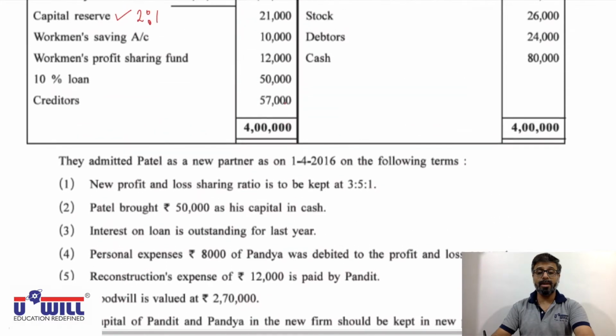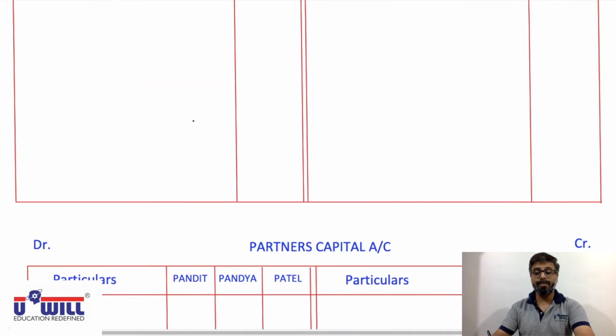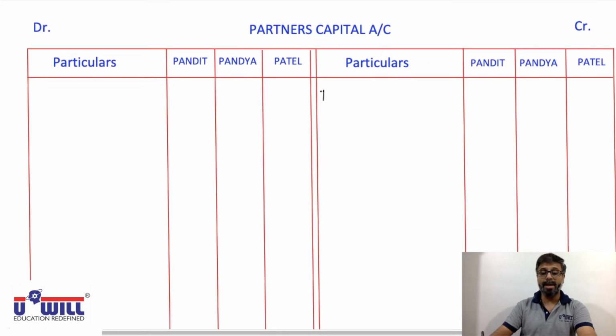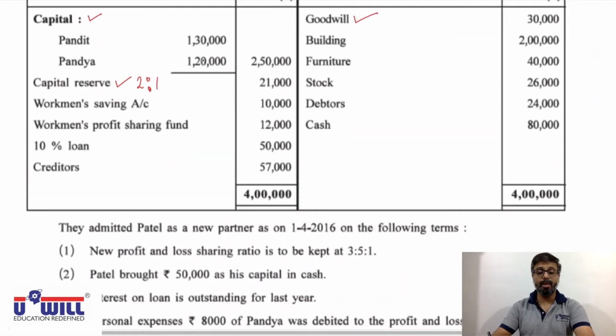As we have been doing in earlier questions, first we start with capital balances. All of you put a tick on capitals. In partners capital account we will record on the credit side Pandit's capital 1,30,000 and Pandya's capital 1,20,000. So in partners capital, write down on the credit side by balance brought down, Pandit 1,30,000 and Pandya 1,20,000.